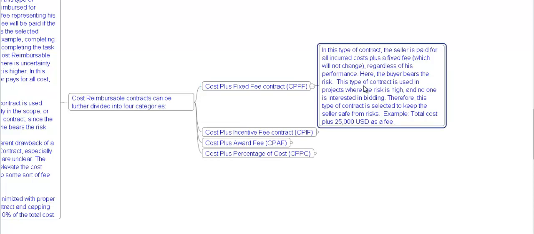In this type of contract, the seller is paid for all incurred costs plus a fixed fee which will not change regardless of his performance. Here the buyer bears the risk. This type of contract is used in a project where the risk is high and no one is interested in bidding. Therefore, this type of contract is selected to keep the seller safe from risk. Example, total cost plus 25,000 US dollar as a fee.